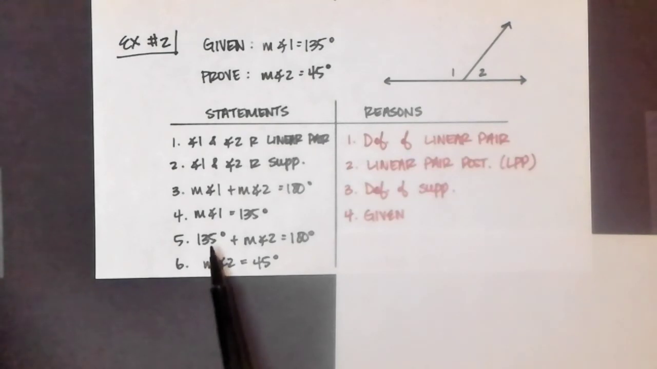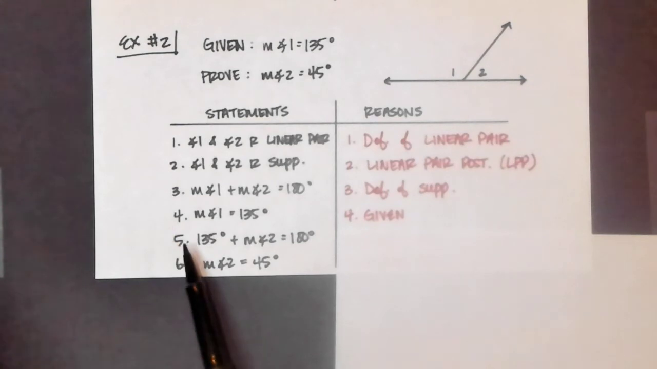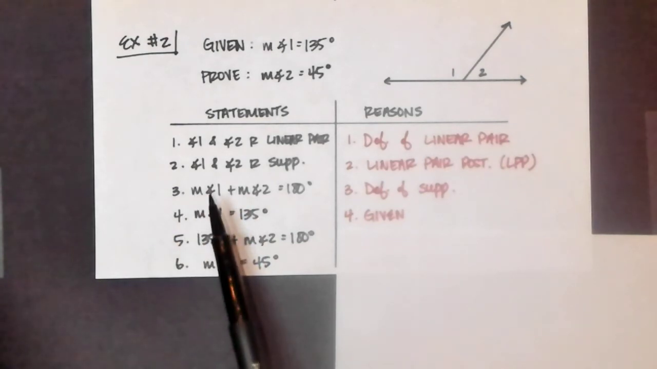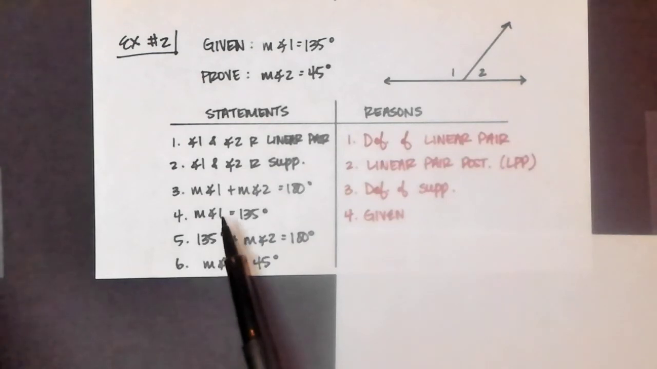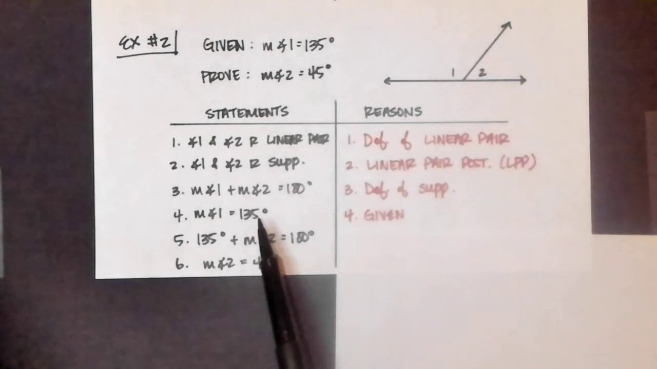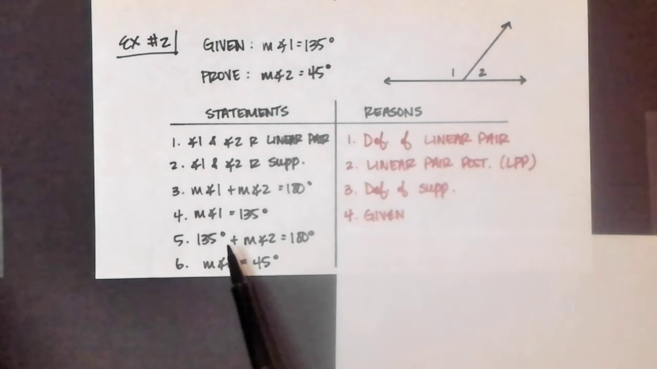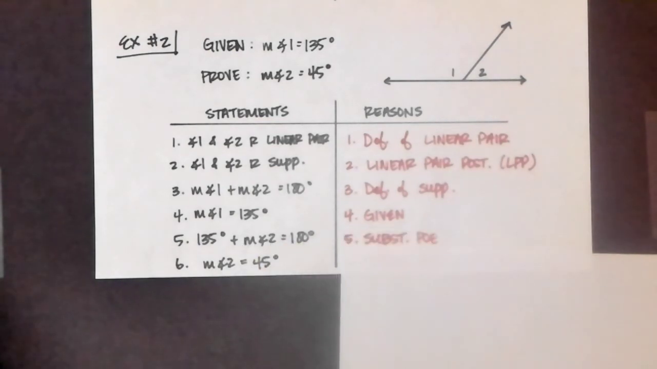In the next statement, I now take statement number 3, which looks very similar to statement number 5, except the measure of angle 1 is being replaced with 135 degrees, right? And I can do that because of statement 4, right? Anywhere I see a measure of angle 1, I can substitute in 135 degrees. And so now I have 135 plus the measure of angle 2 equals 180 degrees. I use the substitution property of equality there.